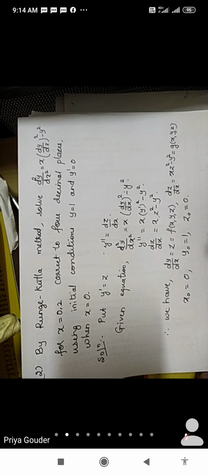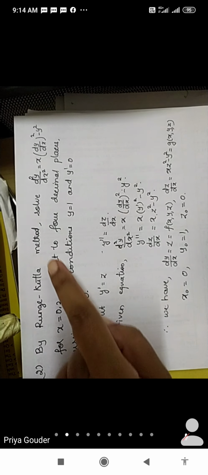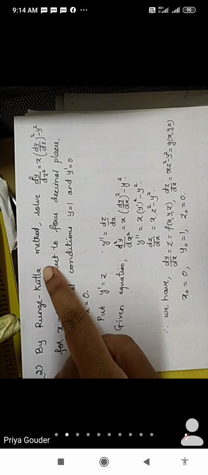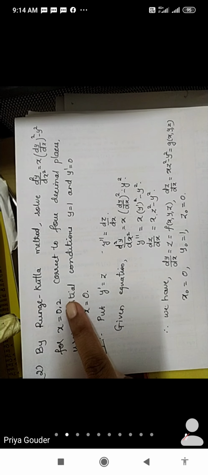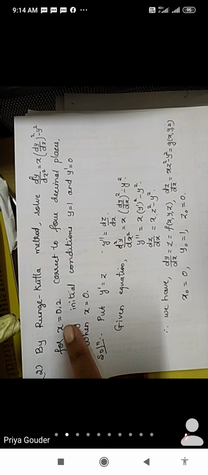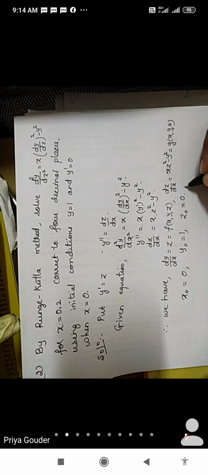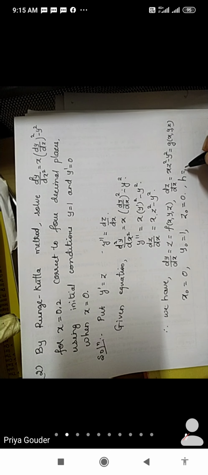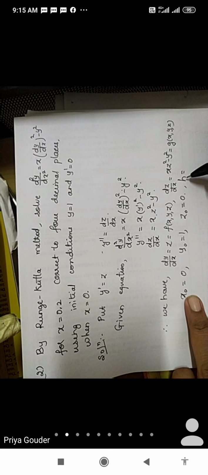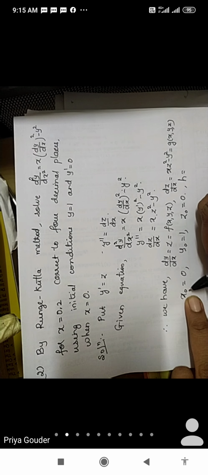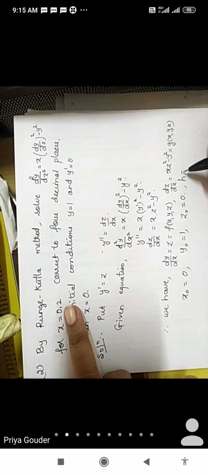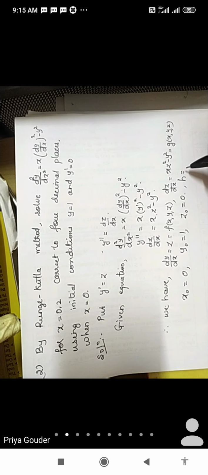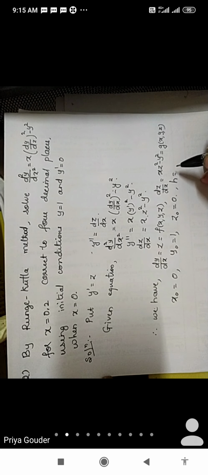With the help of this, we can proceed further and calculate by the RK method the value of y when x is equal to 0.2. Now, one more important thing: in the formula you can observe one more quantity, which is h. What is the value of h? By adding h to x naught, we should get the x we wanted. So h has to be 0.1.